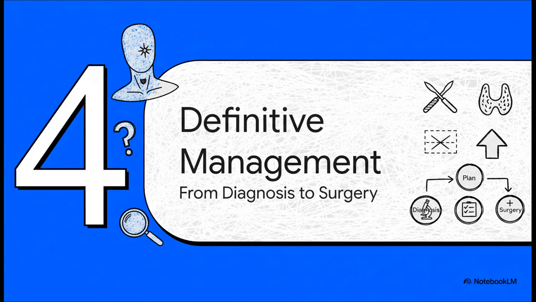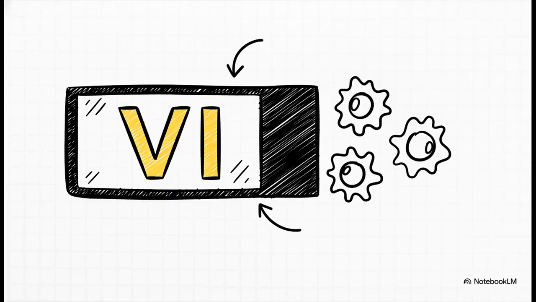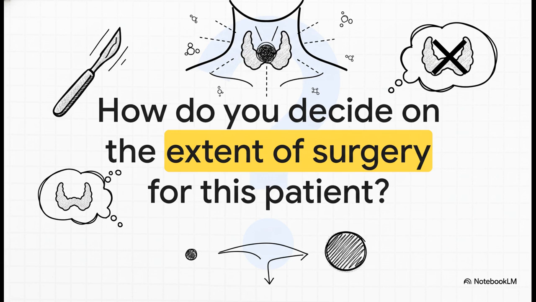Okay, let's move on to the final plan. You've done the workup, and now you have your diagnosis. The FNA result comes back. It's Bethesda V6, malignant, consistent with papillary thyroid carcinoma. You've sat down with the patient and delivered the news. Now we're at the critical decision point. How do you decide on the extent of surgery for this patient with a 3-centimeter papillary thyroid cancer?